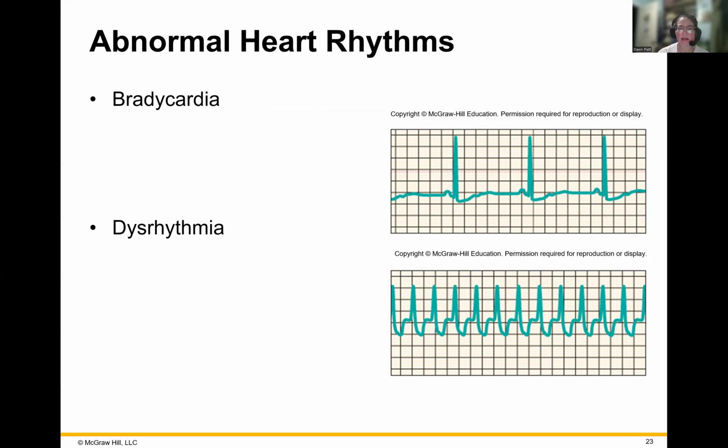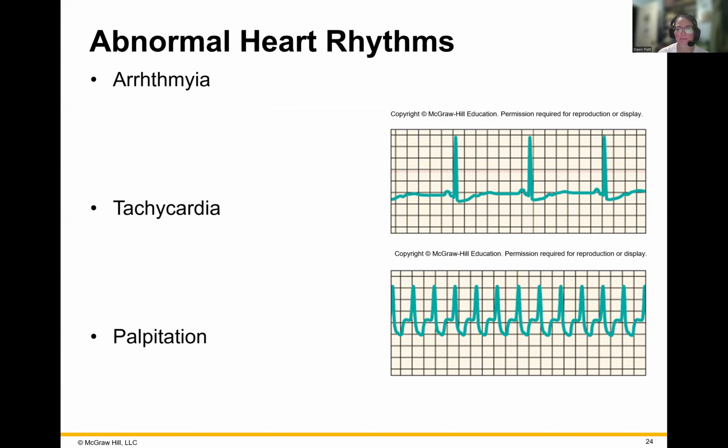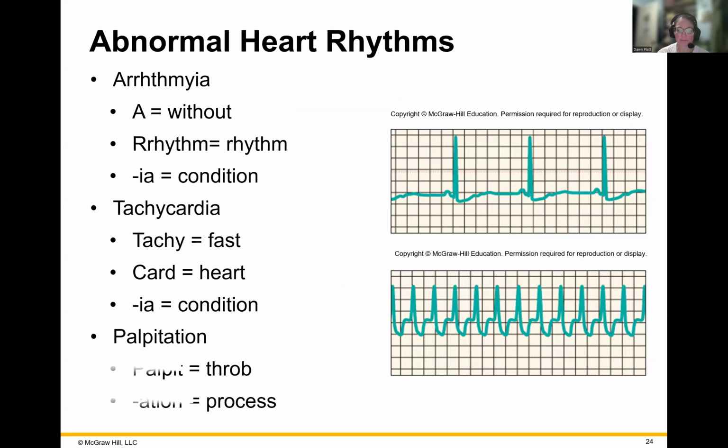We have bradycardia, dysrhythmia, arrhythmia, tachycardia, palpitation.